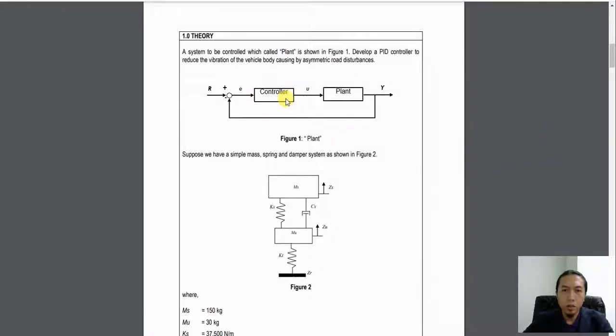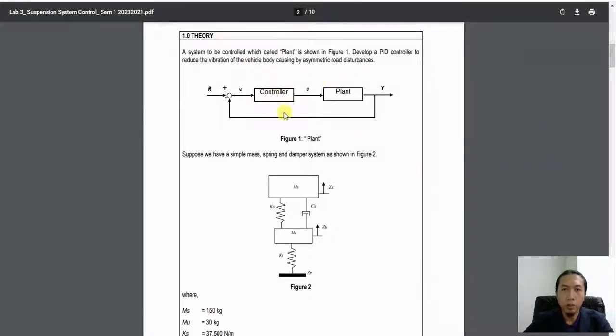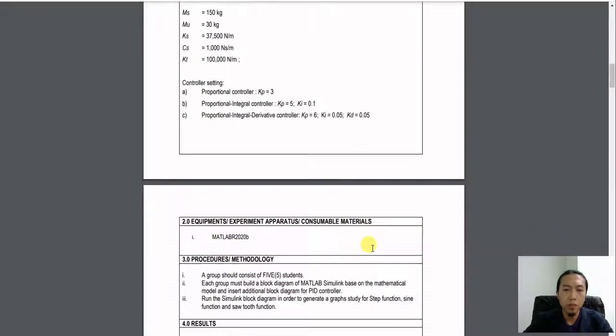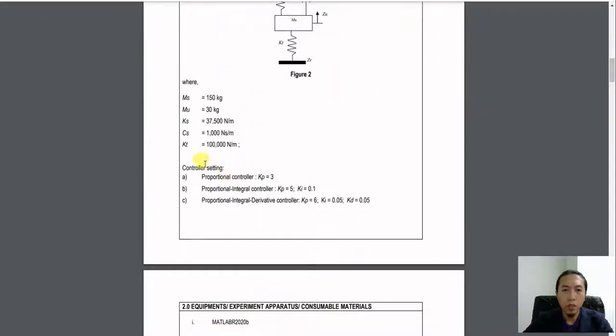Okay, so you see here, same as I showed you just now. Basically we use the previous model of passive suspension, and then we try to convert it into an active suspension in MATLAB Simulink. Okay, so the values as I mentioned just now are the proportional Kp, Ki, and also Kd.